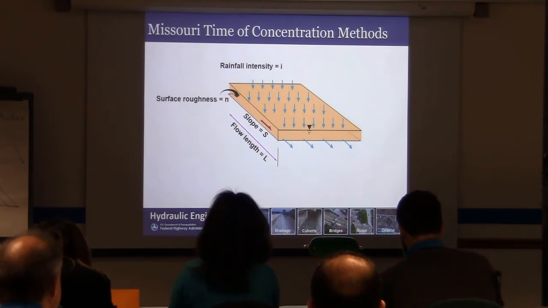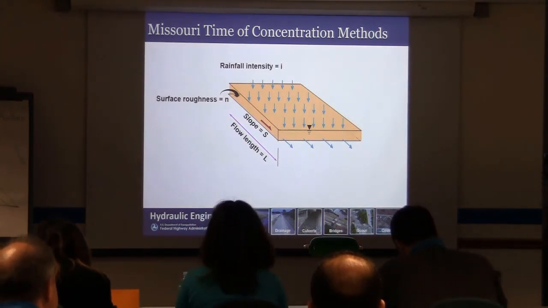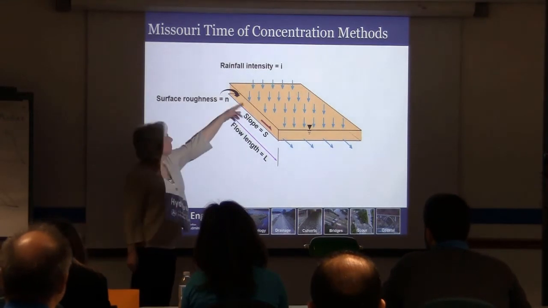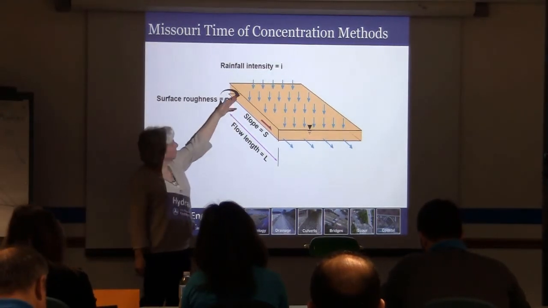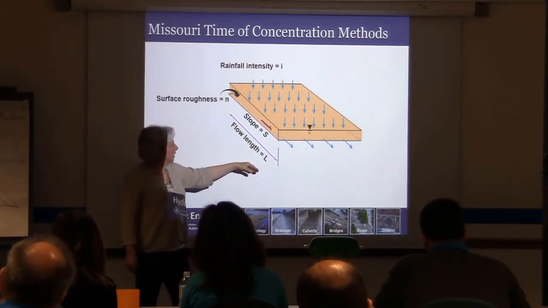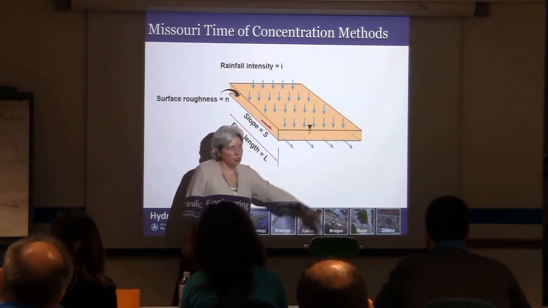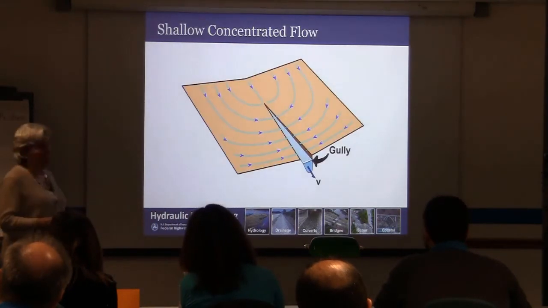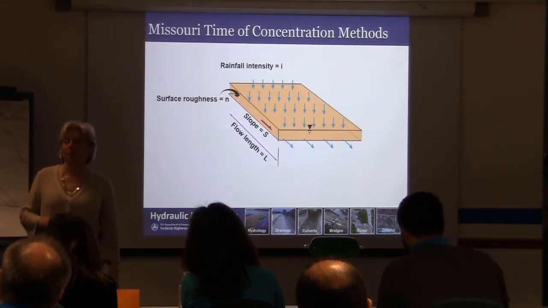So this is showing sheet flow, just to give you a better idea of what it is. We have rainfall coming down on some surface. We have a bit of a slope. Here's your flow length, and everything is just coming off in a sheet. That's basically what it's showing. What does WMS stand for? Watershed Modeling System.